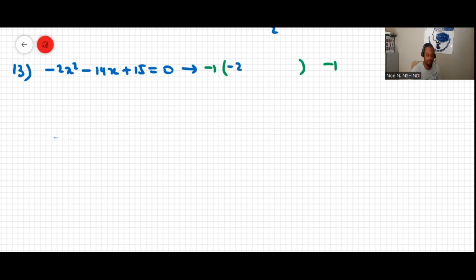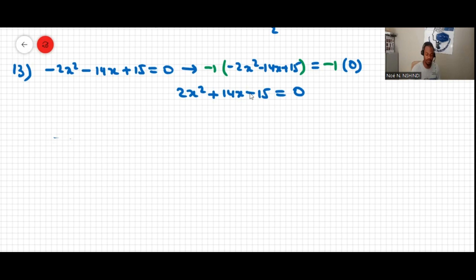So it's going to be -2x² minus 14x plus 15 equal to -1 times 0. So I times both sides by -1. And then this makes 2x² plus 14x minus 15 equal to 0. Okay? So times by -1 simply means change the sign of each term. This -2x² will become 2x², this will become positive 14x, and that will become -15. Now we can use the quadratic formula, or we can factorize.